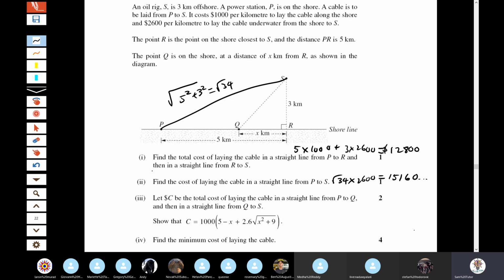All right, let's do it. So P to Q is 5 take away x. This is Pythagoras, x squared plus 9. What would be the total cost? Therefore, cost equals 1,000 times 5 take away x plus 2,600 times square root x squared plus 9.